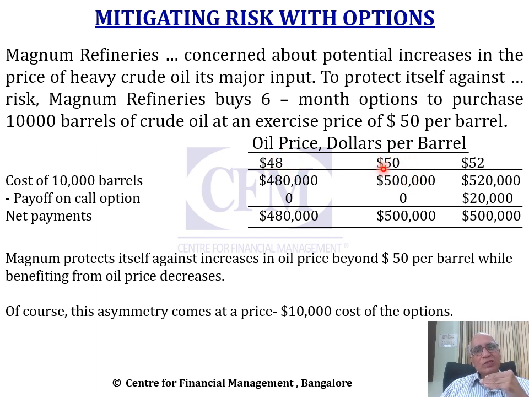If the price is $50 per barrel, the option again is worthless. However, if the price is $52, the payoff from the call option is $20,000 because the option contract entitles Magnum Refineries to buy at $50 what is then available at $52. The net payments are $480,000, $500,000, $500,000. These are the net payments Magnum Refineries would have to make 6 months hence for buying 10,000 barrels of crude oil. Magnum protects itself against increase in oil price beyond $50 per barrel while benefiting from oil price decreases. Of course, this asymmetry comes at a price as Magnum has to pay an option premium of $10,000.